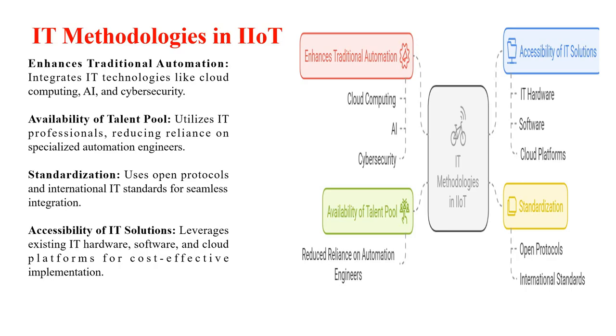Next, we have IT methodologies in industrial IoT. Here, the industrial IoT will enhance the traditional automation with IT technology. That is, the traditional industrial automation relies on proprietary control systems like PLCs and SCADA. But industrial IoT will integrate modern IT solutions such as cloud computing, edge computing, artificial intelligence, and cyber security in order to improve the industrial processes.